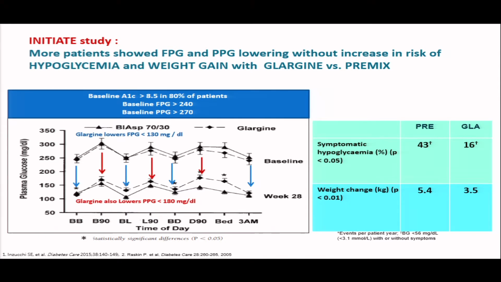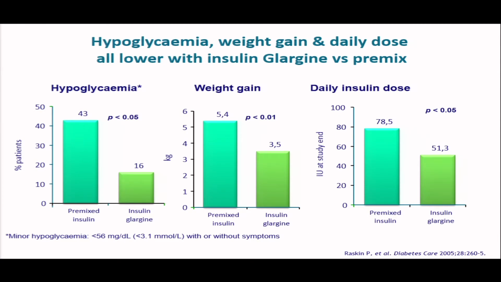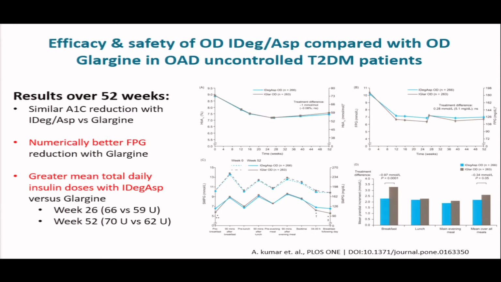And of course, as we're trying to minimize hypoglycemia, please note that there were fewer than half the episodes of hypoglycemia in the glargine group versus premix, and less weight gain with glargine than premix as well. And this is another slide that describes those studies, with 16% of patients experiencing hypoglycemia in the glargine group versus 43% of patients in the premixed insulin group experiencing hypo, less incidence of weight gain in glargine versus premix, and a lower daily dose of insulin with glargine as opposed to premix as well.